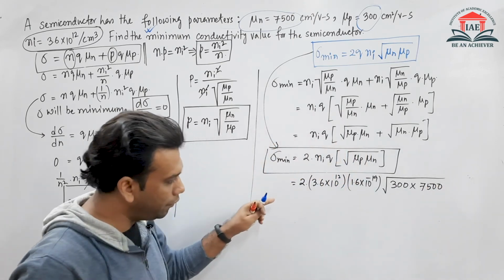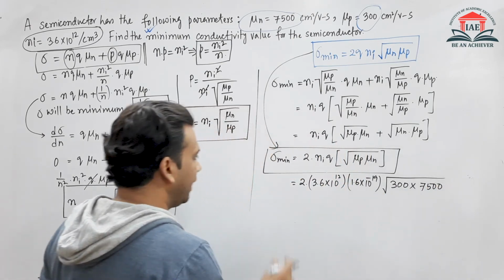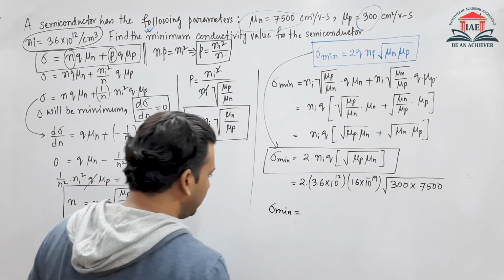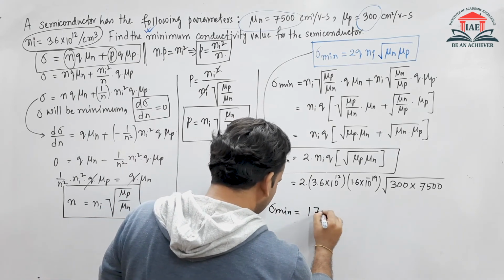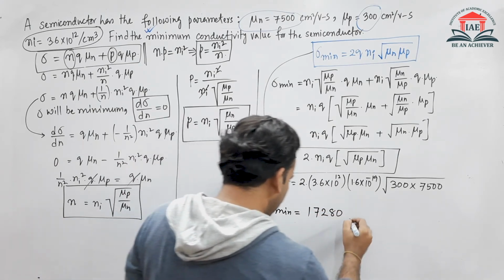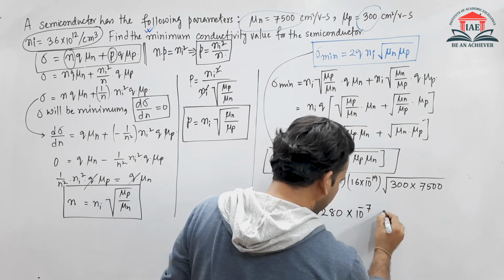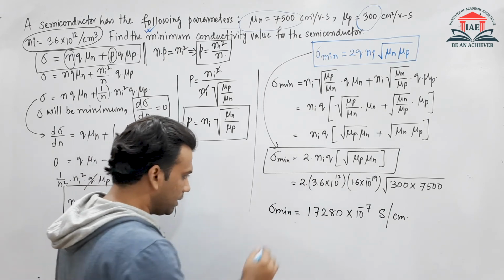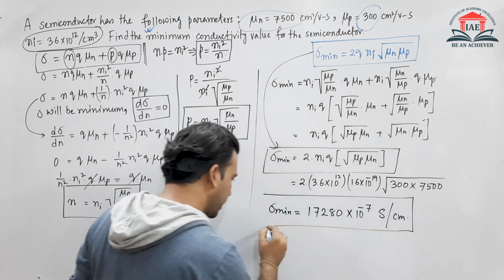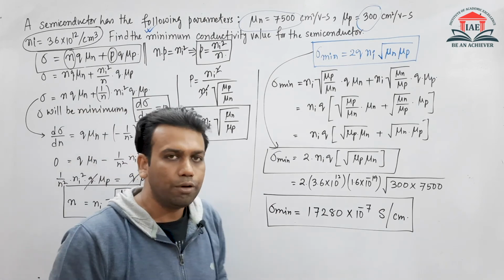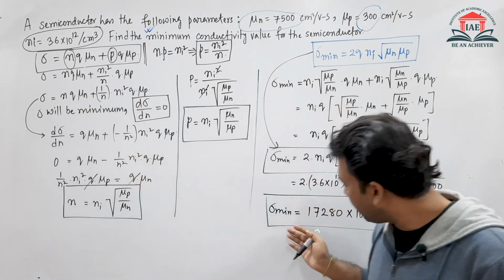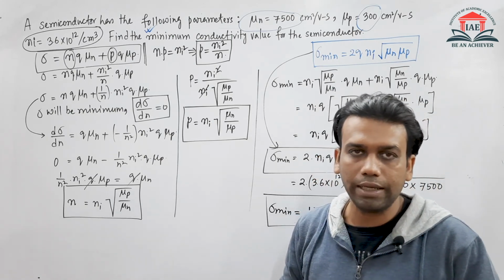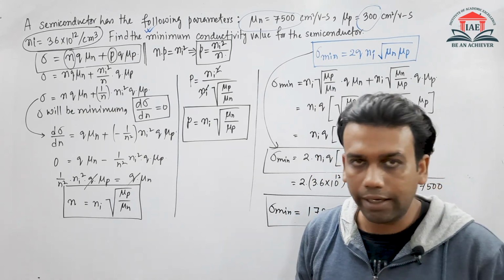So if you calculate this value you will get the value of sigma minimum. The sigma minimum value that you get will be 17280 into 10 to the power minus 7 Siemens per centimeter. So this is the value of sigma minimum for the given numerical. So in this way we can calculate the value of sigma minimum for this given numerical. Hopefully you have understood this numerical and you have enjoyed it. Thank you for watching the video.